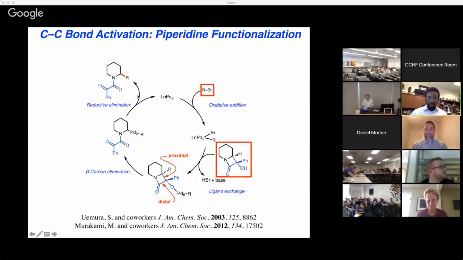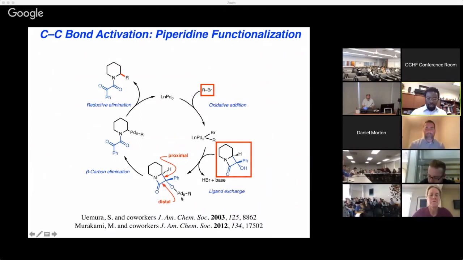And to give you a bit of insight as to why we needed to identify the best catalyst, I have to tell you a little bit about how we think about a catalytic cycle for this process. And so presumably we begin with an oxidative addition to our halide, and then a ligand exchange onto this tertiary hydroxy group. And at this state, one can envision either a beta carbon elimination to cleave this bond here, which we would term proximal to this ring, or to cleave this bond, which we will term distal to the ring.